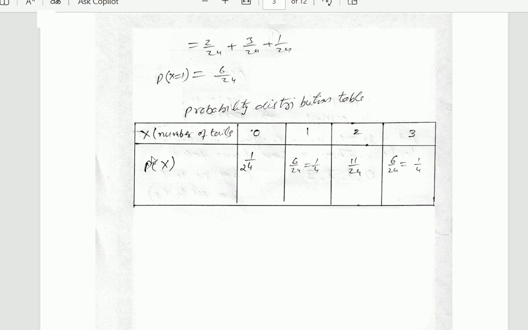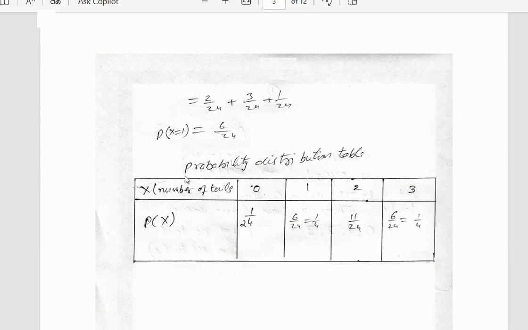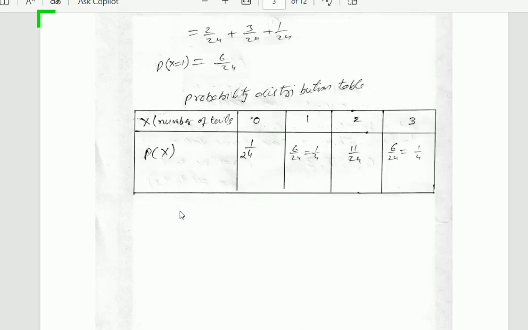So we shall now define the probability distribution table. As there are only 4 options: 0, there is no tail, 1, there is 1 tail, 2, there is 2 tails, and 3, there are 3 tails. As we have calculated above, 0 has 1/24, 1 has 1/4, 2 has 11/24, and 3 has 1/4. This is the distribution table according to the requirement of question 1.